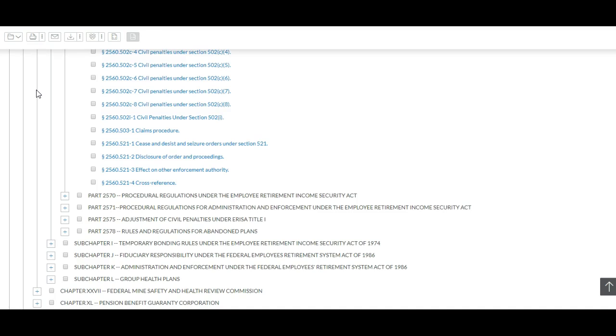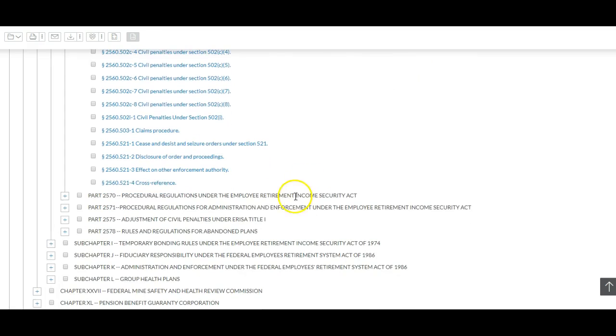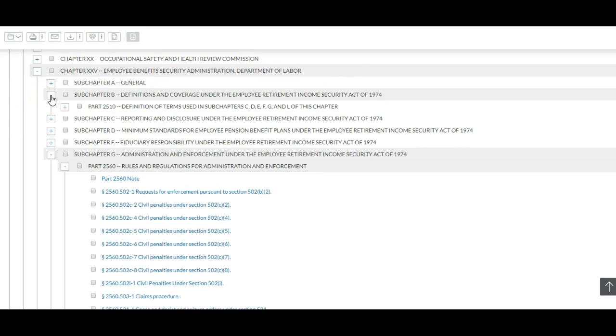So we were just looking at part 25. I'm sorry, 2560. Looking here, 2570 might be useful, as well as some of these parts. The definition part might be useful. So again, the table of contents really being critical when you're looking at regulations. I would always look at the table of contents. You won't always find additional sections, but it's always worthwhile to check.